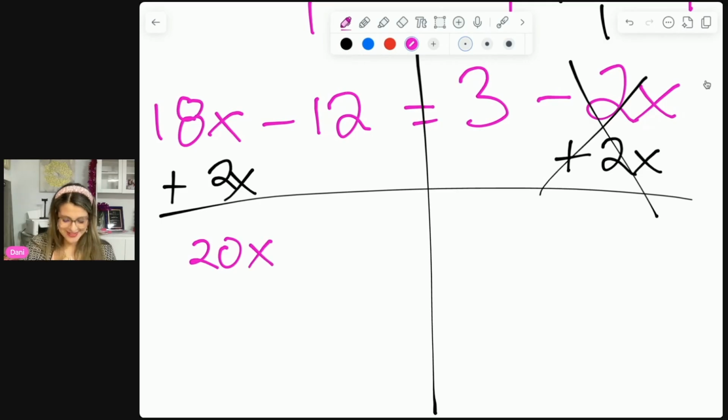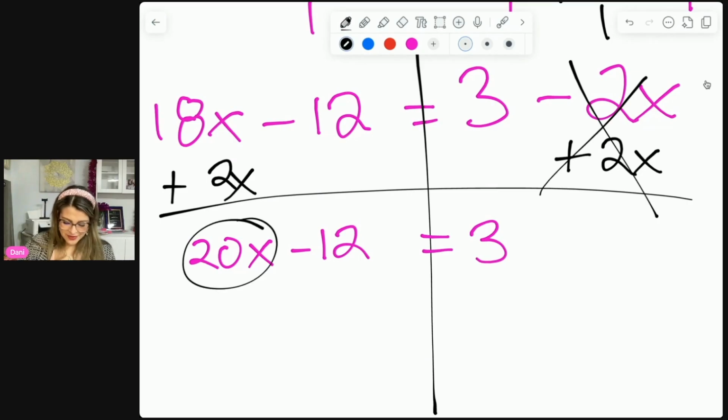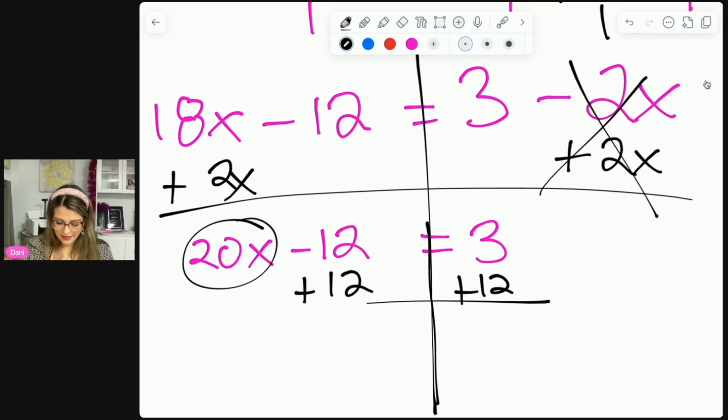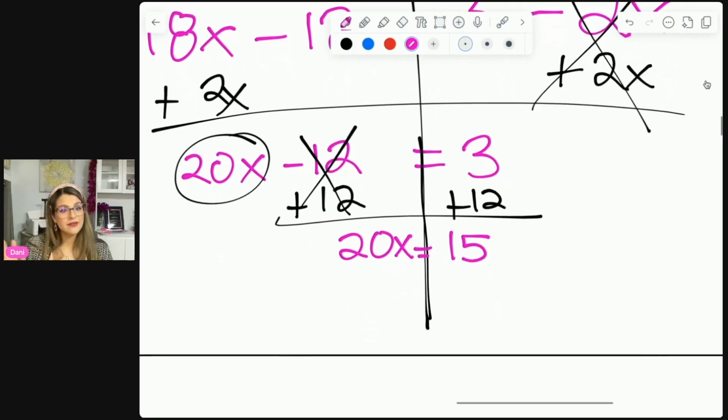Okay, so we've got 20x minus 12 equals 3. And now we're back to that pretty 2-step equation, like, insert angel voices, right? Okay, circle my variable, got my line down. We are going to add 12 over. Yay. 20x equals 15.